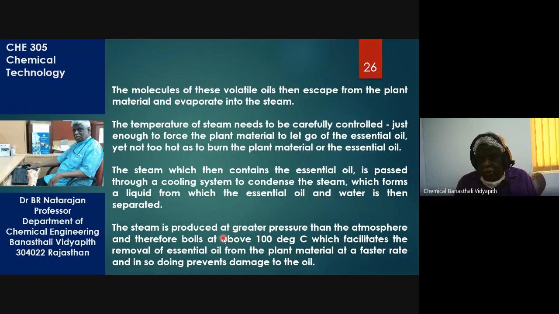The steam is produced at greater pressure than atmospheric and therefore boils above 100 degrees, which facilitates the removal of essential oil from the plant material at a faster rate, and in doing so prevents damage to the oil.